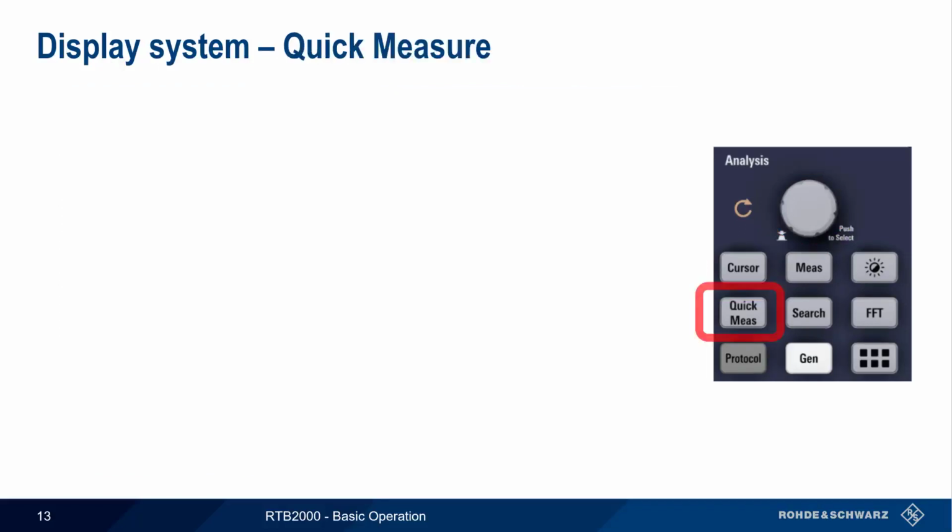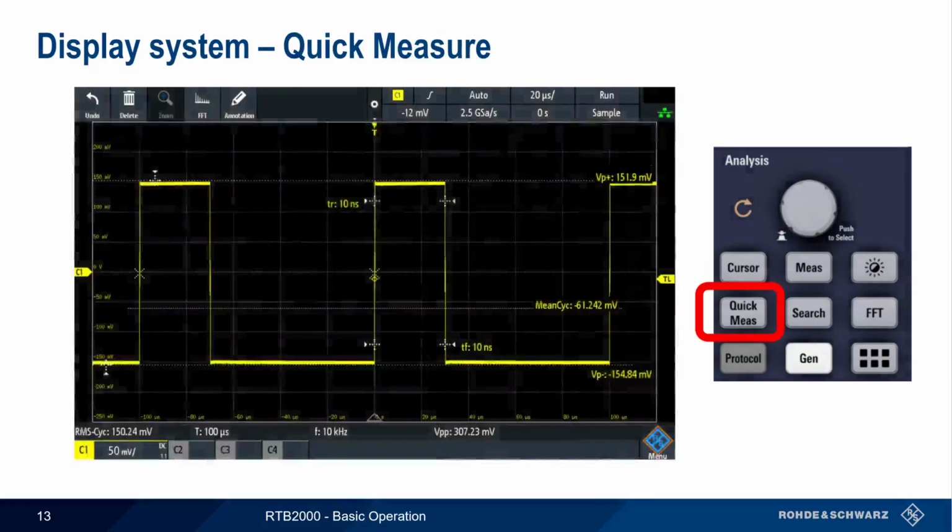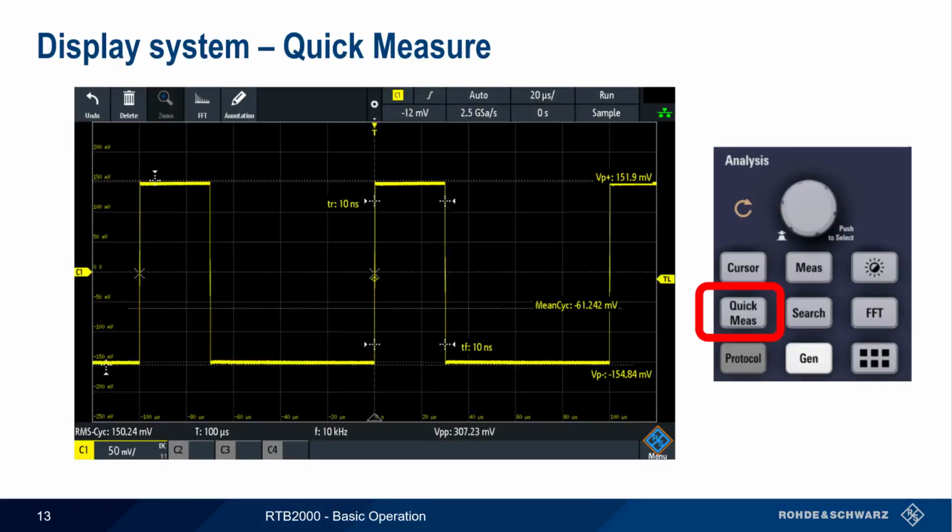A further enhancement is the Quick Measure function, which automatically performs various common measurements of the signal and displays those measurements directly on the screen. For example, here we see automatic measurements for rise time and fall time, positive and negative peak, etc.